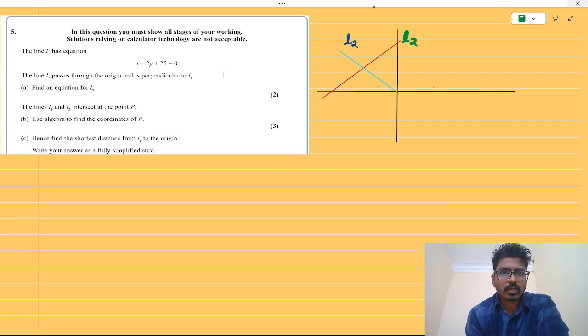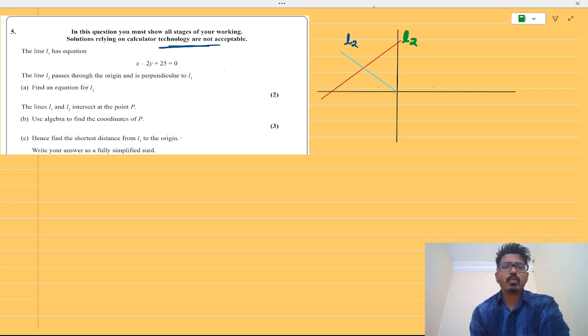So we are starting with question 5. In this question, you must show all stages of your working. Solution relying on calculator is not acceptable. So let us solve this question without calculator.